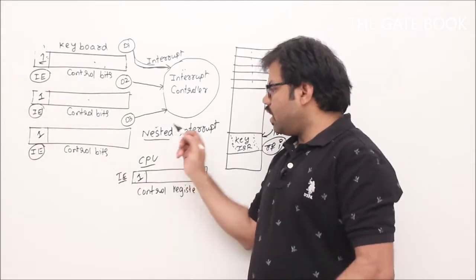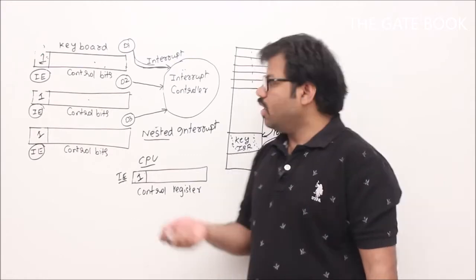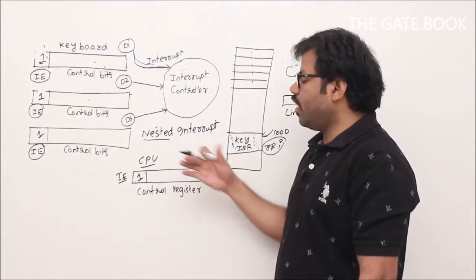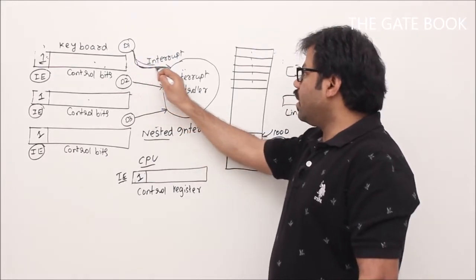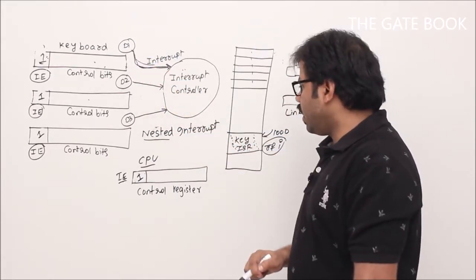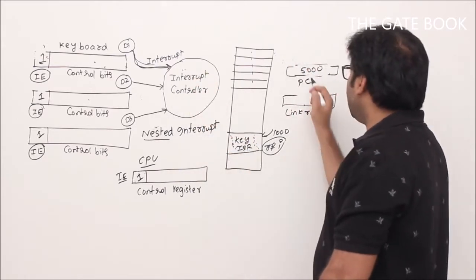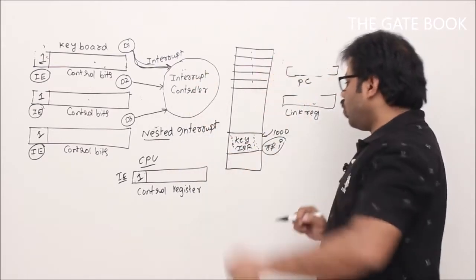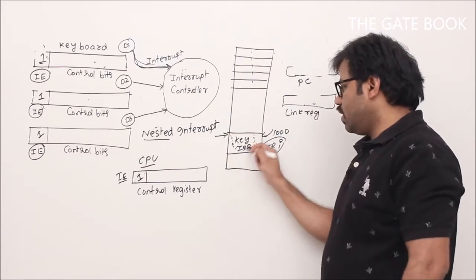Now you want nested interrupts. That means interrupt when you are servicing the interrupt, right? Let us see how it is possible. Example, let's say first time, keyboard generated an interrupt. When keyboard generates an interrupt, then what happens? Your interrupt controller will do what initially? It will change the program counter to what? This one, right? Starting address of this interrupt service routine.